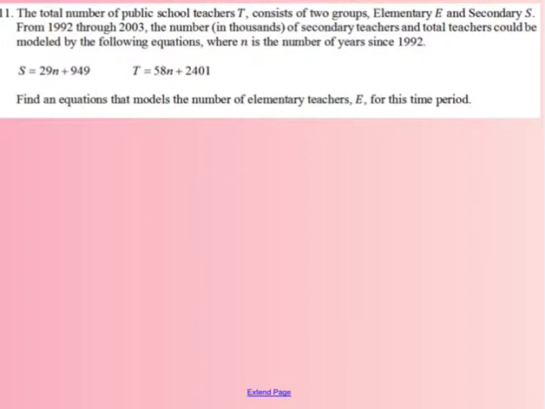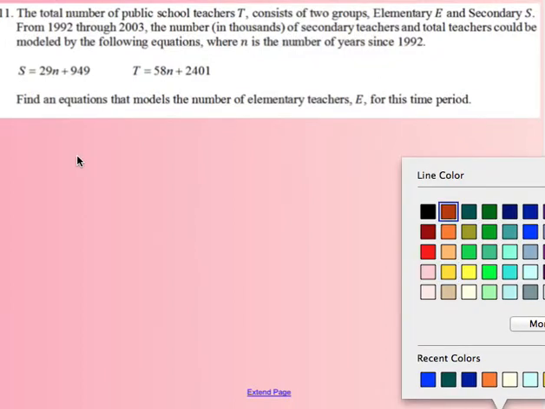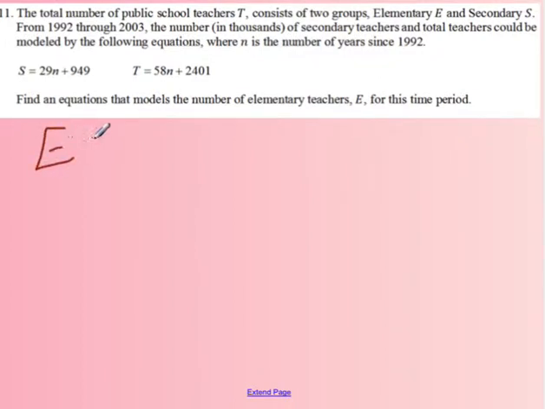So, to get the number of elementary school teachers, here's what I know. The number of elementary school teachers is represented by E. So to get the number of elementary school teachers, we can take our total number of teachers and subtract the number of secondary teachers. Either you're an elementary school teacher or you're a secondary teacher. So the secondary teachers, we can take the total, subtract that. That will give us the number of elementary school teachers. So let's write that out with the polynomials given.